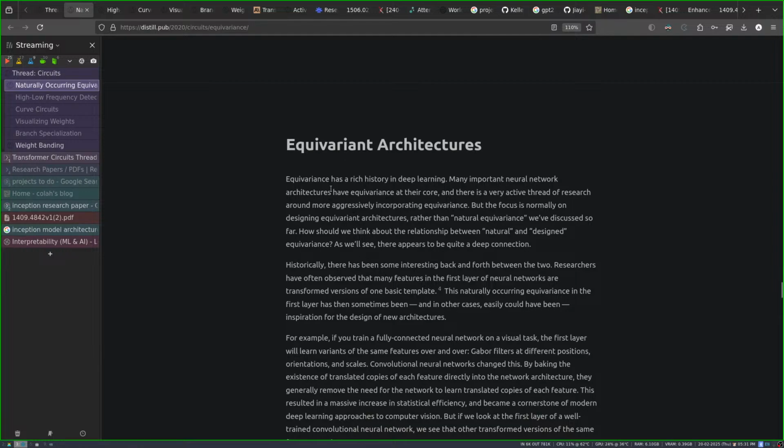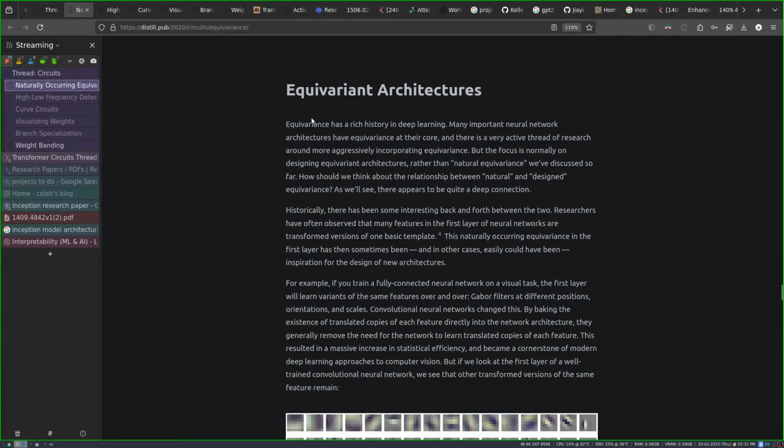Equivariant architectures. The focus is normally on designing equivariant architectures rather than natural equivariance. Historically, there has been some interesting back and forth between the two. Researchers have often observed that many features in the first layer of a neural network are transformed versions of basic templates.